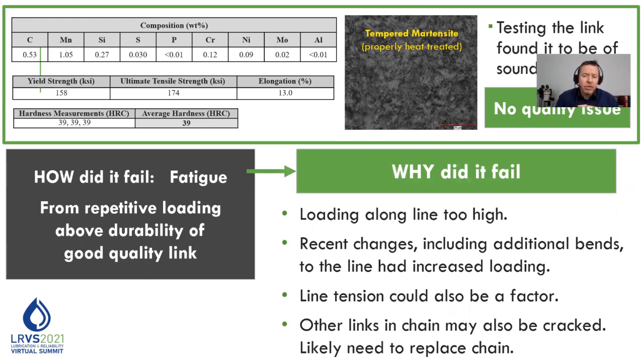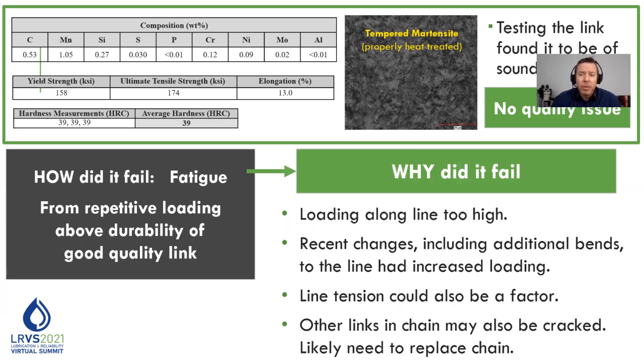Now that we know that this link had suffered higher loading than expected, what are the odds that only this one link had? It's probably very low. And so that means that essentially all of your chain has probably been overloaded, and there's a strong likelihood that other links in your chain have cracked. They already have fatigue cracks in there and they're just growing. It's going to be a matter of time.